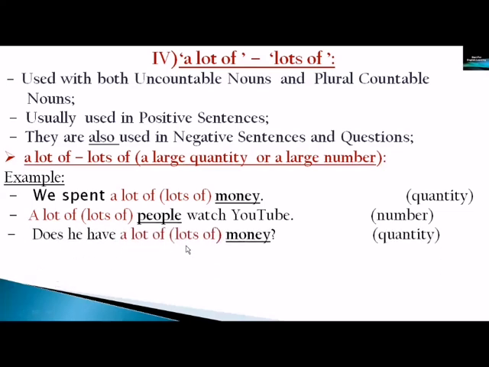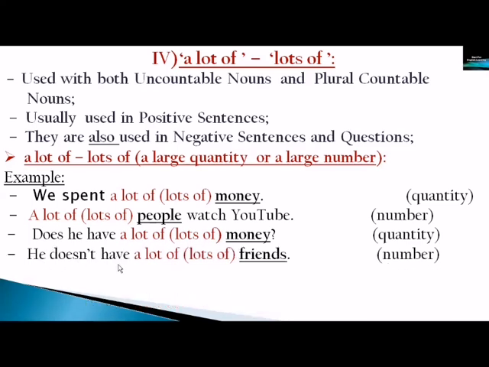Does he have a lot of or lots of money? Money is an uncountable noun, referring to quantity. Question 4: he doesn't have lots of friends. Here, we're referring to a number, the number of friends. Friends is a plural countable noun. Negative sentence.